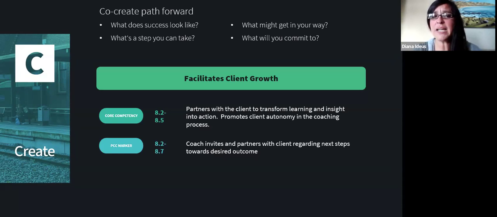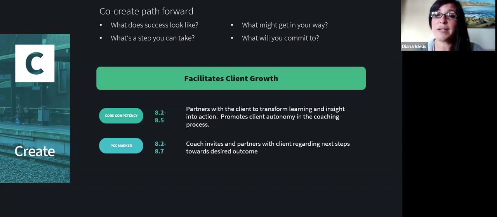So take a look. If you're not familiar with the PCC markers and you're getting ready for your exams, I do recommend that you take a look at them. You, again, don't have to hit all of them, but there's different ways to invite and partner. Are you asking about support? Are you asking about barriers? Are you asking about accountability? Are you celebrating the client? There's a lot of ways to look at that.